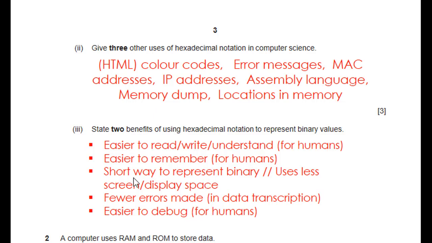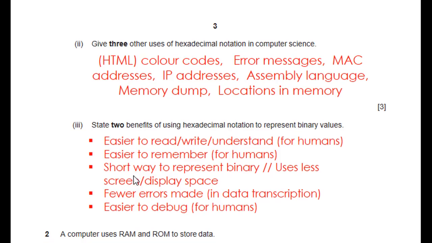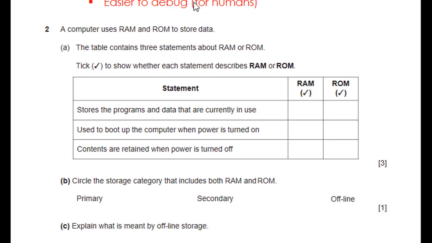If you are writing assembly language and using hexadecimal, you're making fewer errors because you're not writing singular zeros and ones. You're writing the abridged kind of hexadecimal character set. And it's easier to debug. Again, if it's easier to read and write, it's easier to debug because you can spot errors.